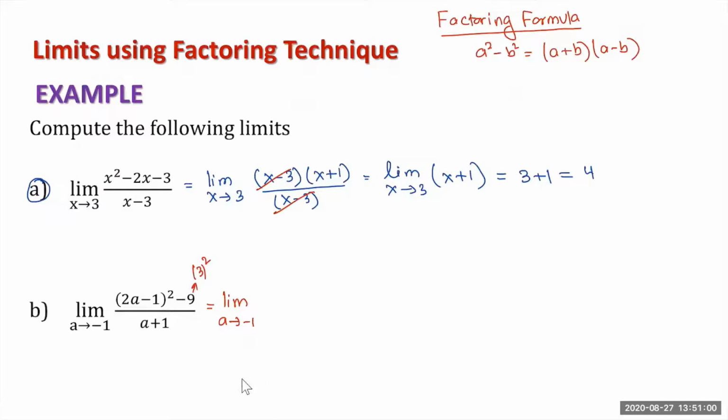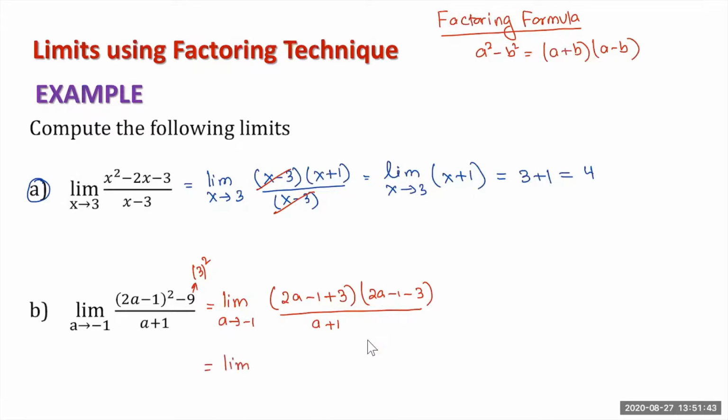First we write a plus b, that will be 2a minus 1 plus 3. That's a plus b. Now a minus b, 2a minus 1 minus 3. Divided by, in the denominator, you have a plus 1. The reason we are doing this is we want to cancel this a plus 1 in a few steps from now, because of this a plus 1 in the denominator, we are getting 0. Let's simplify this and see what we get.